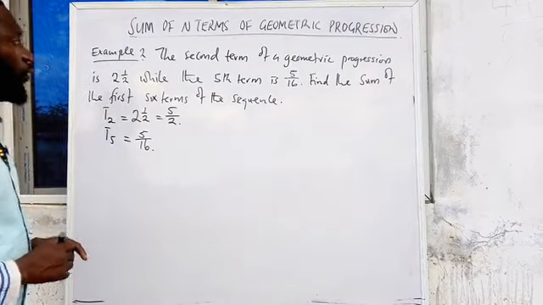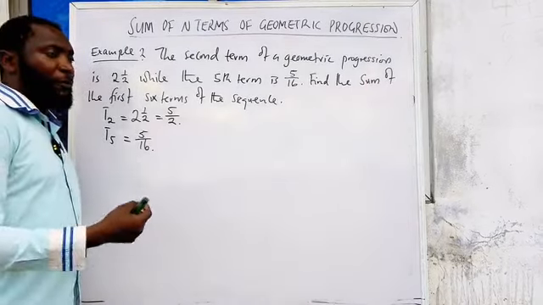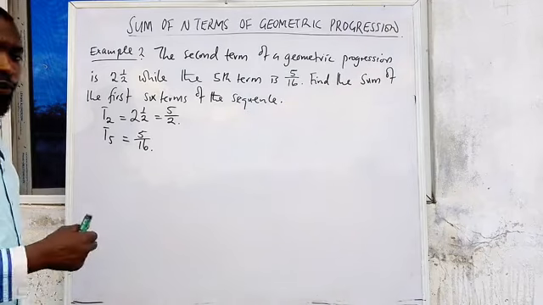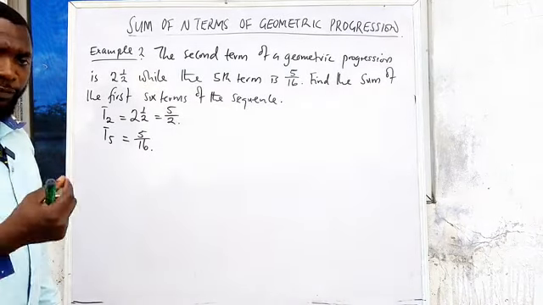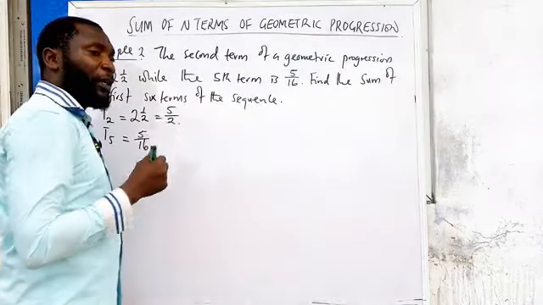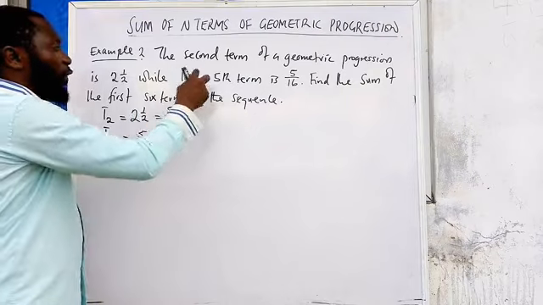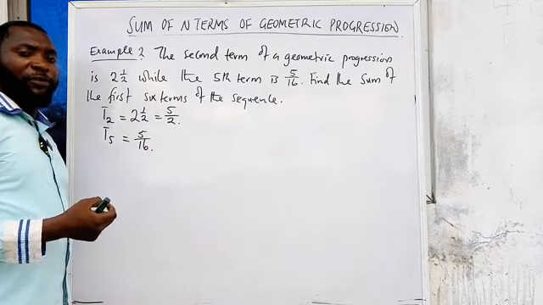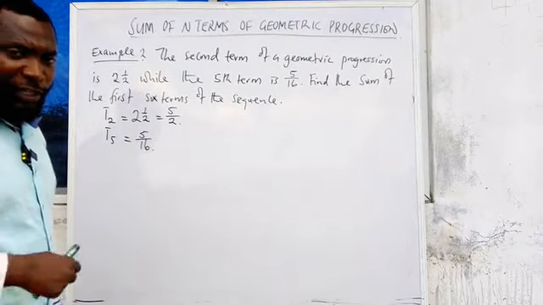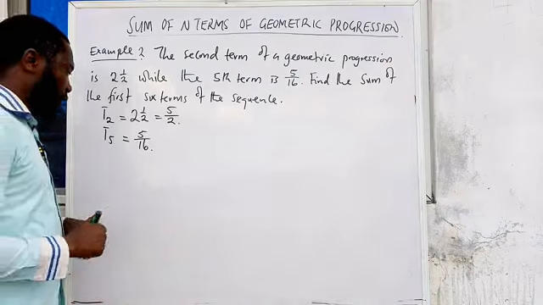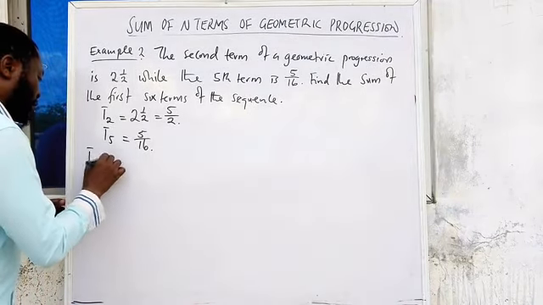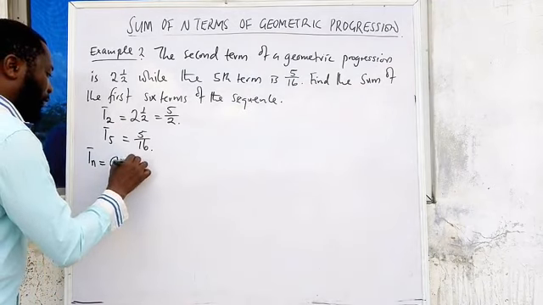And when you are given certain terms of a geometric progression, we know the formula for the nth term of a geometric progression. Here we are going to make use of the nth term in order to know the value of the first term and the common ratio. Once you know the first term and common ratio, you can generate all the members of such a sequence. From the formula, Tn equals a r raised to the power of n minus 1.